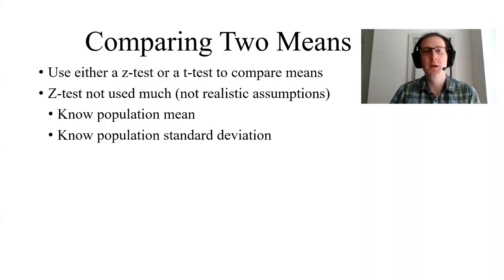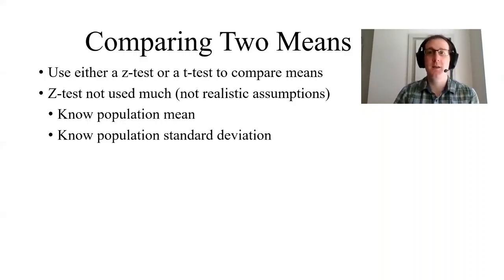So for example, if you were looking at, say, introversion in the United States, you'd have to know the average level of introversion for every single person in the United States. Another thing is that you'd have to know the exact standard deviation. So the exact variability of the variable, in this case, introversion, in the population. And usually we don't have that much information. That's why we're collecting samples in the first place, because we don't know everything about the population.